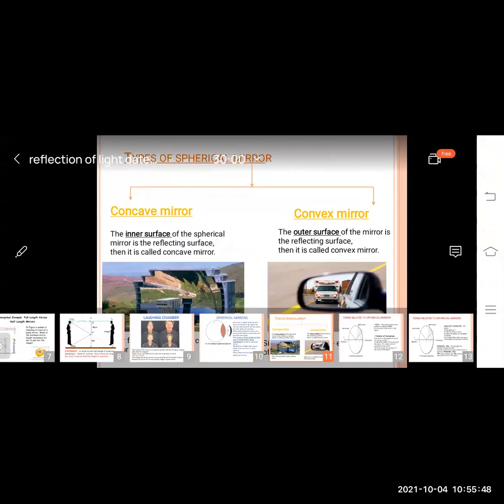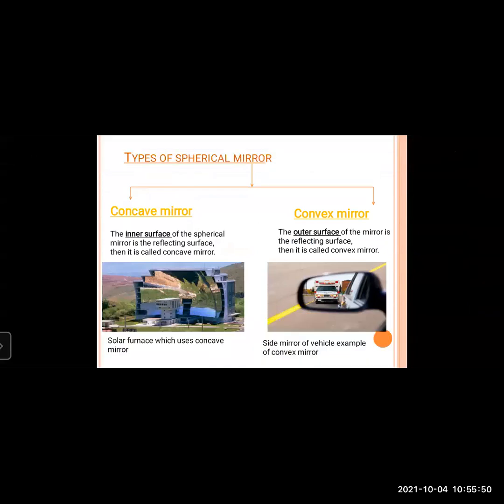This is the very common example, and I want you all to focus on it. If you remember this example very well, you will be able to differentiate the concave and convex mirrors. If the inner surface of the spherical mirror is the reflecting surface, then it is called a concave mirror. A solar furnace uses a concave mirror. For a convex mirror, the outer surface of the mirror is the reflecting surface.